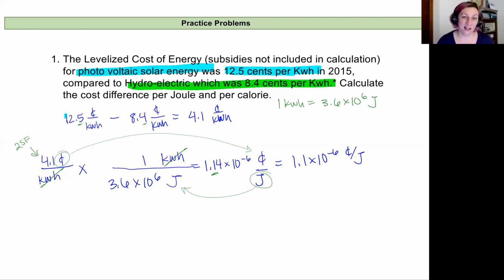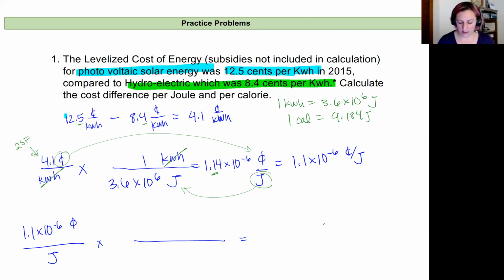All right, let's look at calories. So we can either start from our cents per joule and convert into calories, or we could start with our cents per kilowatt hour and convert that into calories. I think it's a little easier to start with joules because one of our conversion factors we have is that 1 calorie equals 4.184 joules. So my 1.1 times 10 to the negative 6 cents per joule will be multiplied by a conversion factor to get into units that are cents per calorie.